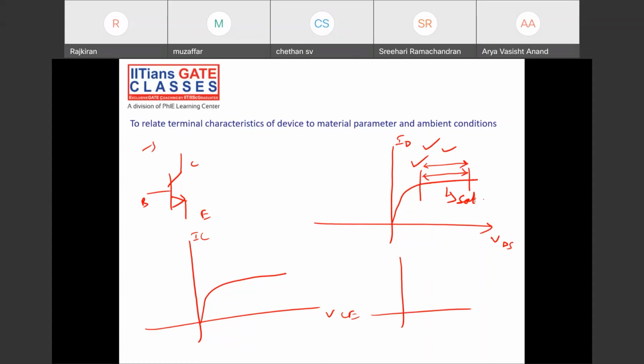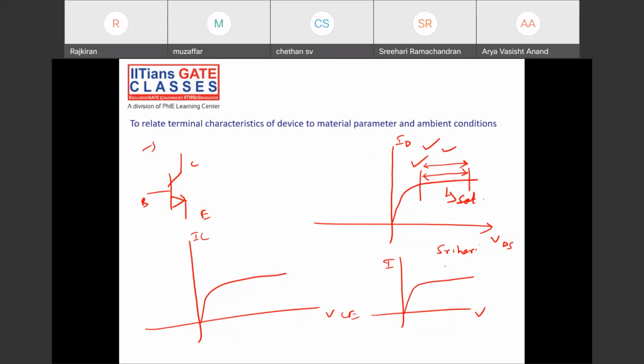Suppose your name is Siri. Siri has developed one new device to make an amplifier. Then the Siri device also should give this I-V characteristic, correct? Then only this will act as an amplifier.